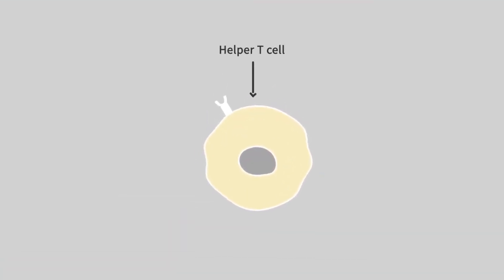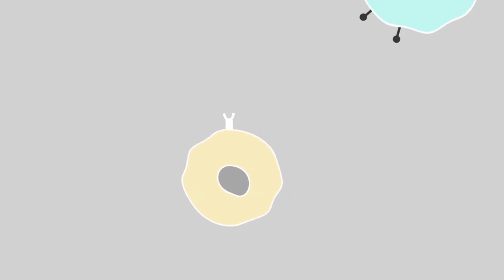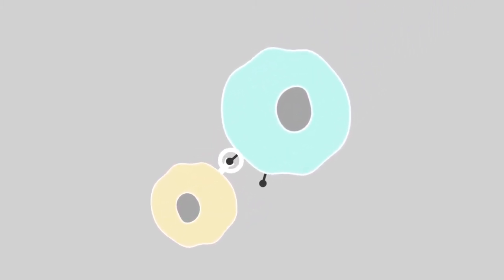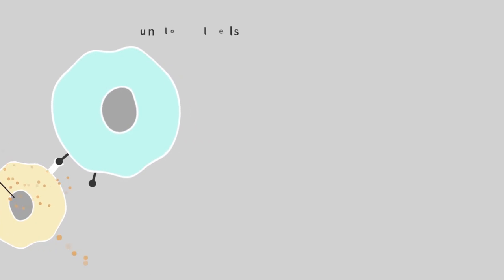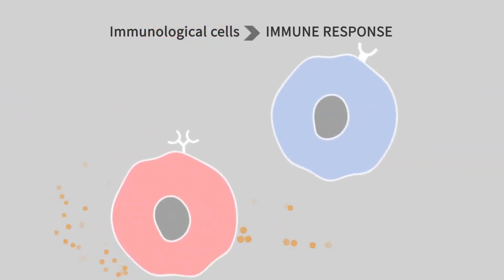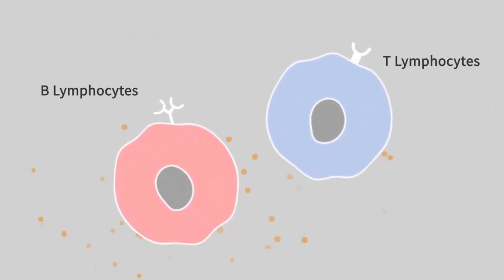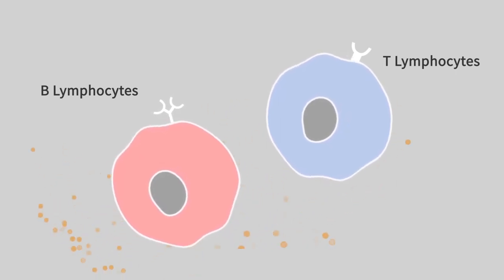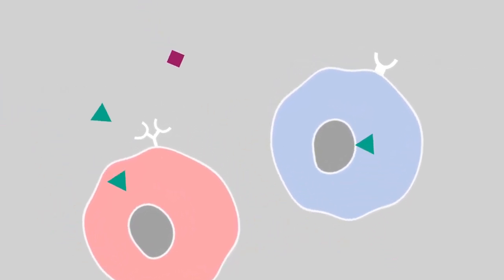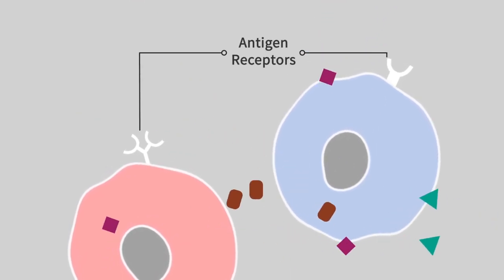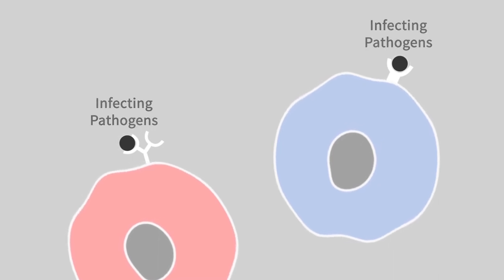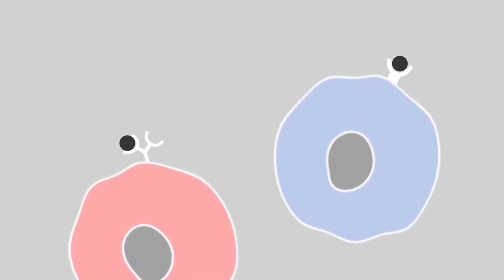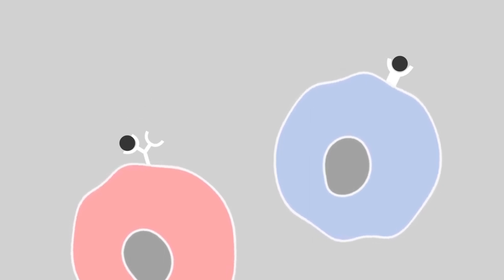A helper T cell, with a receptor that can recognize specifically this antigen, binds to it and becomes activated. Once activated, helper T cells release special protein molecules that stimulate other immunological cells involved in the specific immune response, B and T lymphocytes, and activate their response. Our body has millions of lymphocytes with a large variety of antigen receptors able to recognize almost all infecting pathogens. Only lymphocytes having receptors for this specific antigen will be activated.